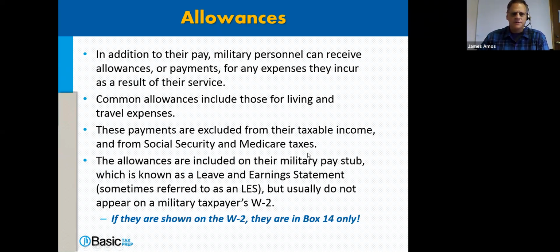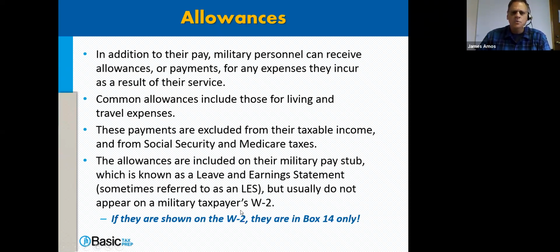Now these allowances, you'll see them on a military pay stub, and in a military pay stub, they have their own fancy word for it. It's called a leave and earning statement, or an LES, but it's not going to appear on a W-2. So when you see a W-2, you're only going to see the taxable part, not the non-taxable part. But if questions ever come up and you're a little confused about what was there, what wasn't, that's where you might ask to see a leave and earning statement, and you'll be able to see what was actually given to them.